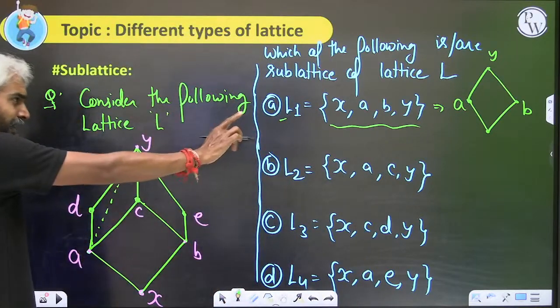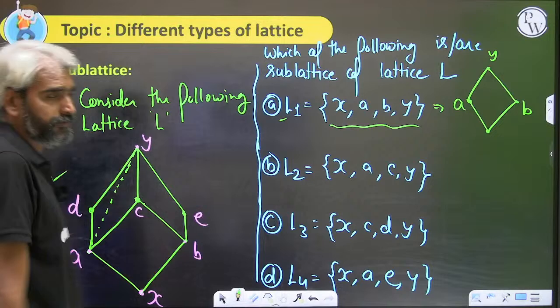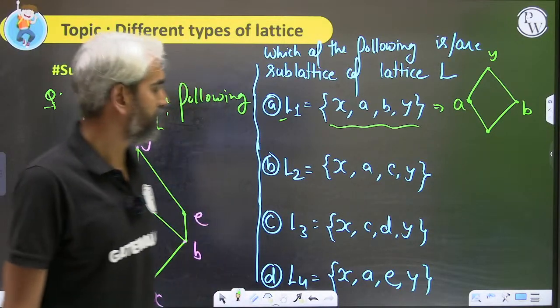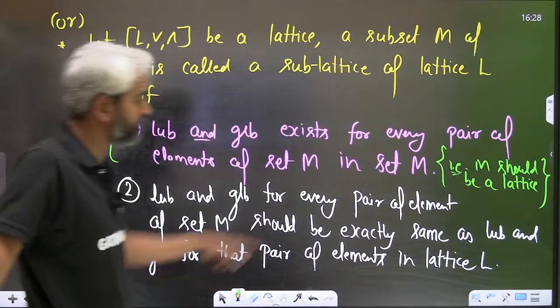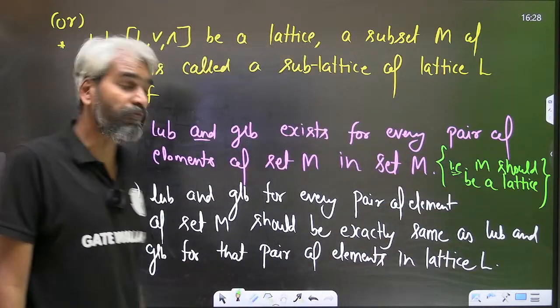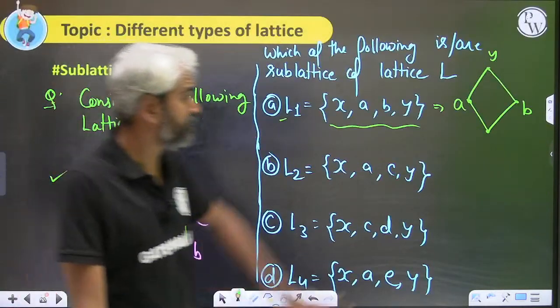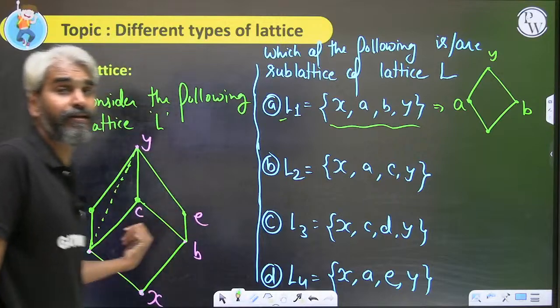But is L1 a sublattice of L? There are two conditions. First of all, the subset should be a lattice. So the first condition is satisfied: yes, this subset L1 of set L is a lattice.